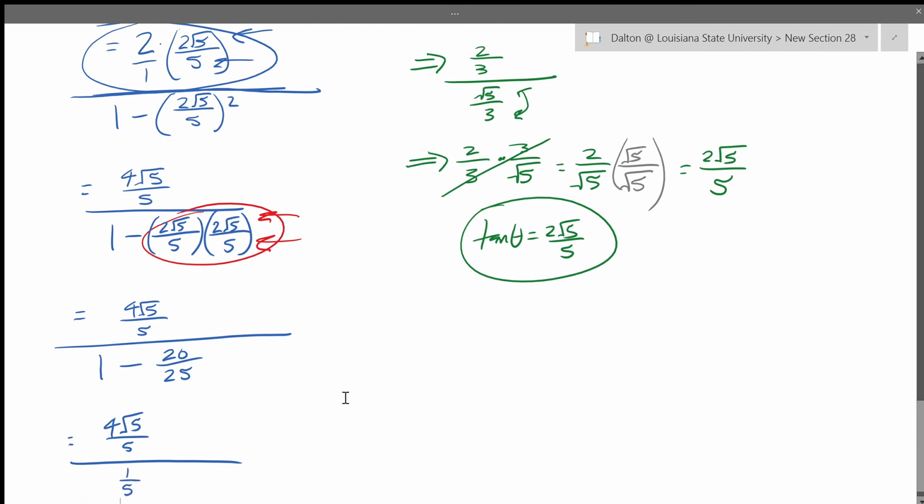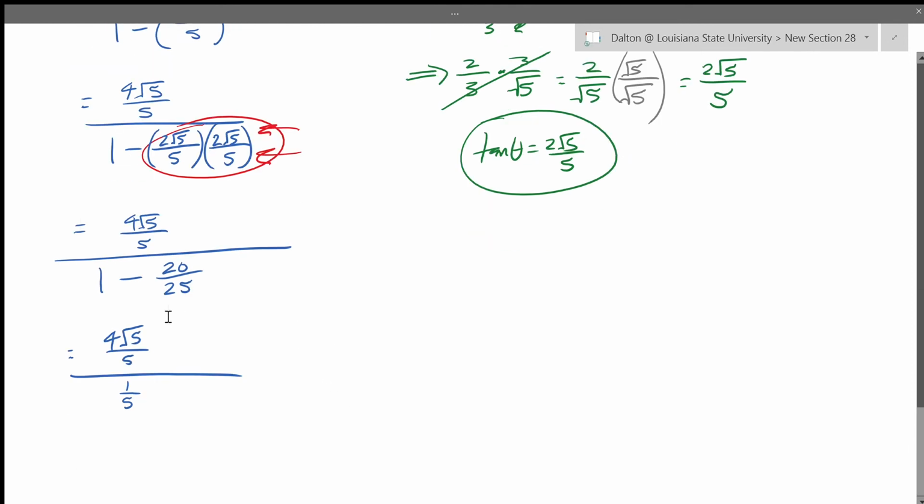And then we end up here with what we did in the last problem. We have a fraction over a fraction, which is the same thing as 4 square roots of 5 over 5. Instead of being divided by 1/5, we can multiply it by the reciprocal of 1/5, which is 5 over 1. And then we're going to multiply straight across. Well, again, I have 5 over 5, which is 1. And then I just have 4 square roots of 5 over 1, giving us our last answer: tangent of 2 theta equals 4 square roots of 5.